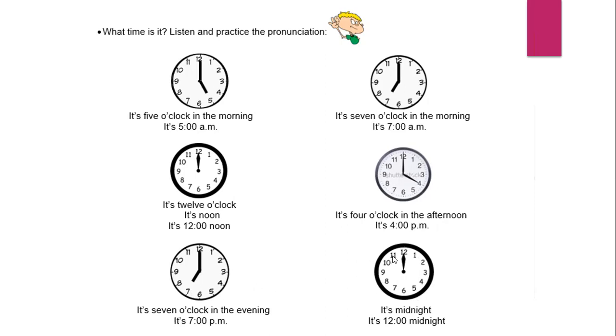Miss, aquí se han equivocado, es el mismo reloj que pusieron debajo de las 5 en punto, ¿no? No, no se ha equivocado. ¿Por qué? Porque el anterior decía 12 o'clock. It's noon, mediodía. Noon significa mediodía. En cambio aquí dice it's midnight. Es la medianoche. It's midnight, o it's 12 midnight.